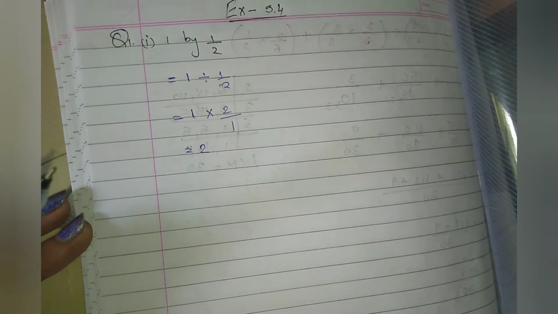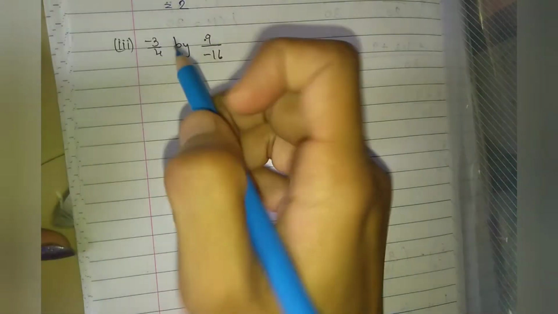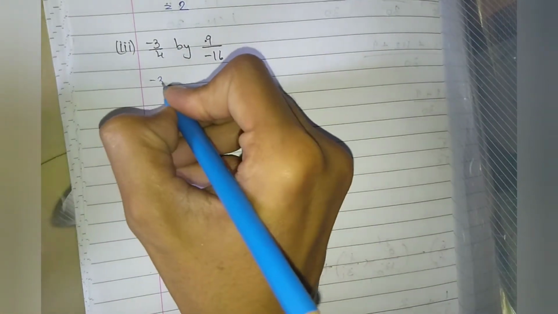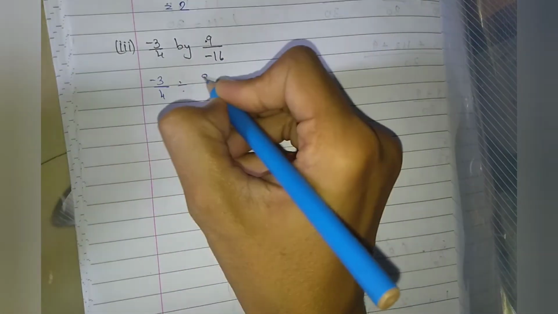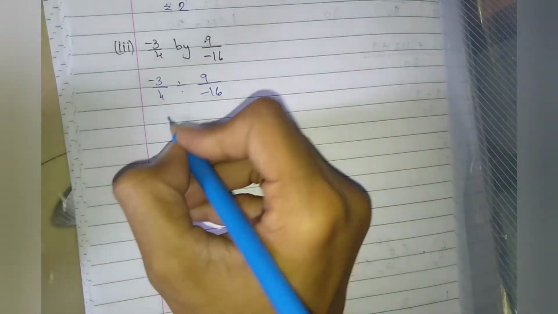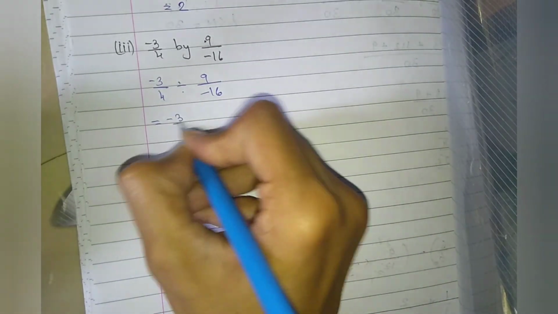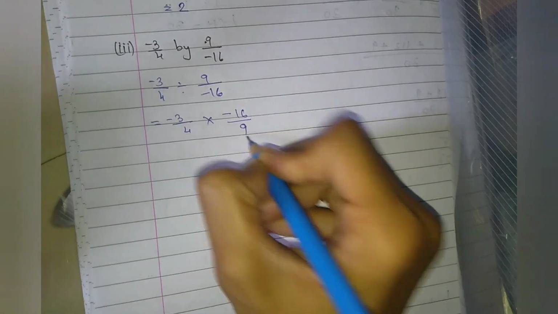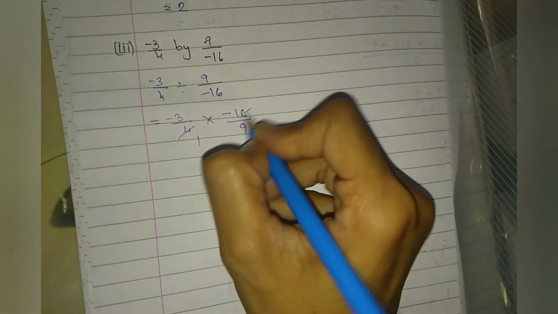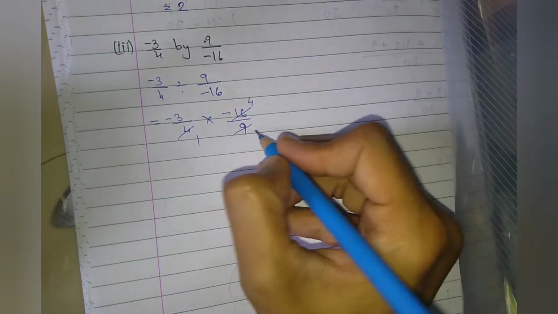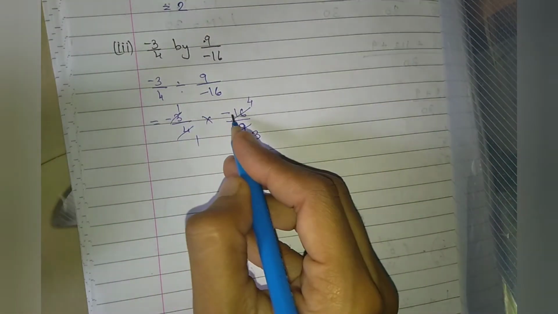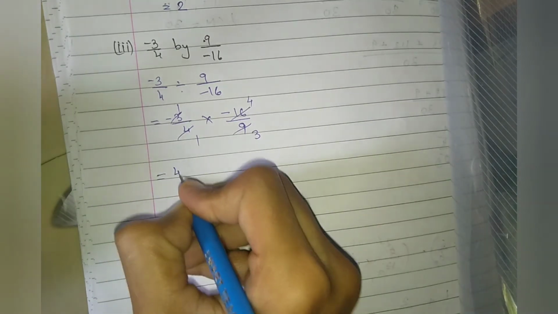Now let us do the third one. Minus 3 upon 4 divided by 9 upon minus 16. First of all write it in division form, then take the inverse: minus 3 upon 4 into minus 16 upon 9. So 4 1s are 4, 4 4s are 16, 3 3s are 9, 3 1s are 3. Now minus times minus is plus, so the answer is 4 upon 3.